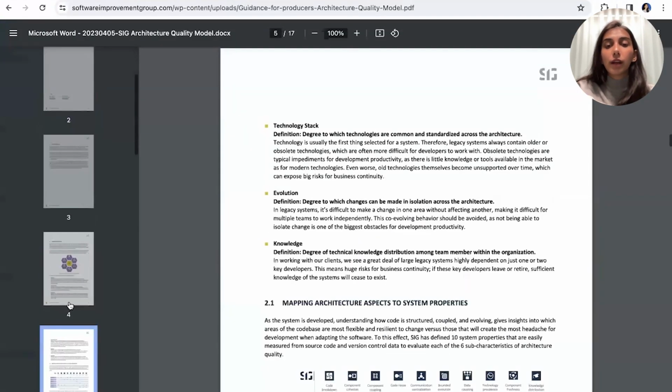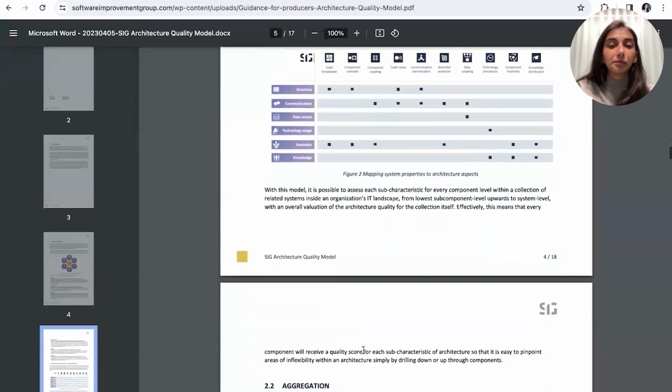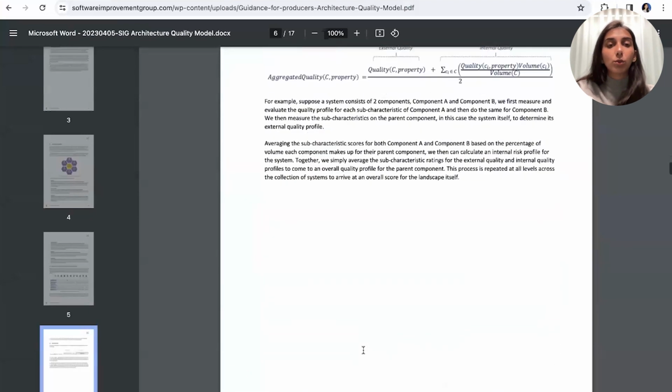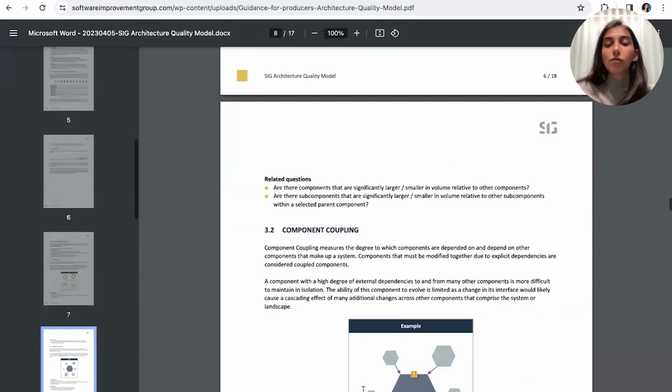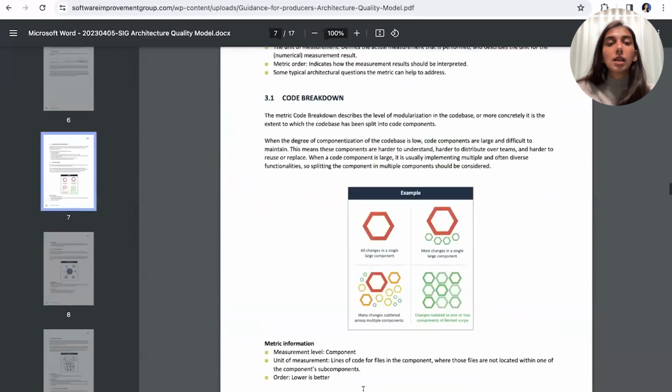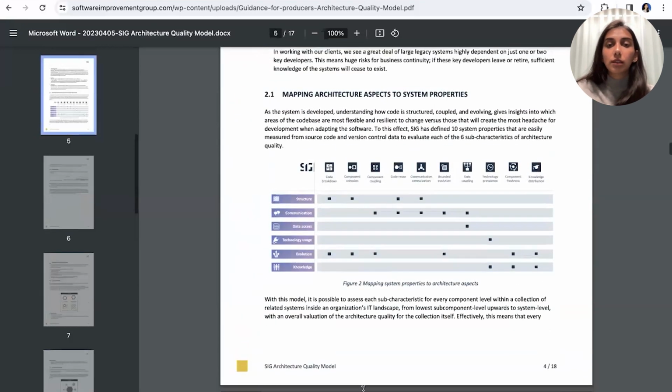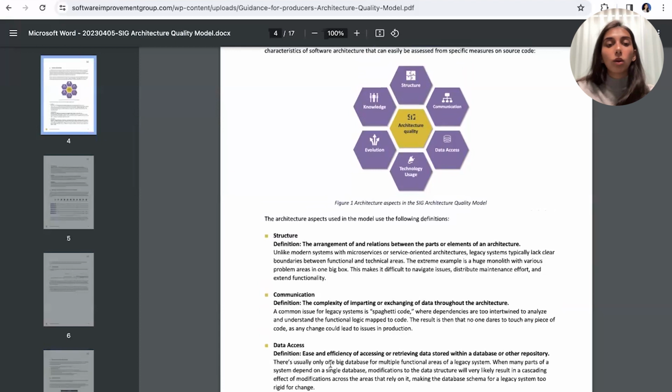And there you will find all the details about the model itself, how we do the aggregation, what these particular metrics are, what they mean, what we measure, what the unit of measurement is, and how you can score better. All of that you can find in this. So it's worthwhile to give this a read to understand architecture quality better.